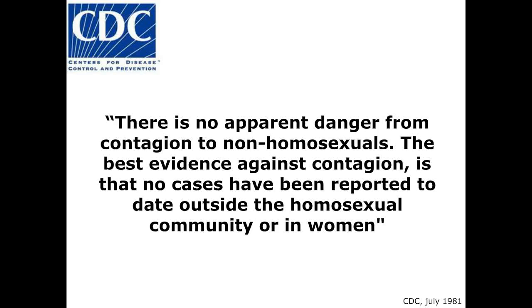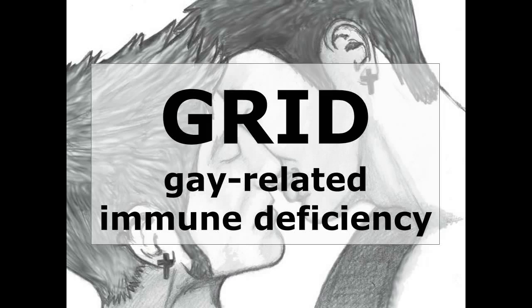The CDC in July 1981 tried to reassure the population by saying, and I quote here, "There is no apparent danger from contagion to non-homosexuals. The best evidence against contagion is that no cases have been reported to date outside the homosexual community or in women." So in the beginning they thought, well, this is a disease which is only in homosexuals. And in the beginning the CDC was not overly worried about this disease.